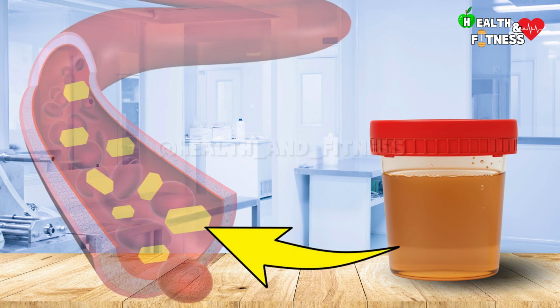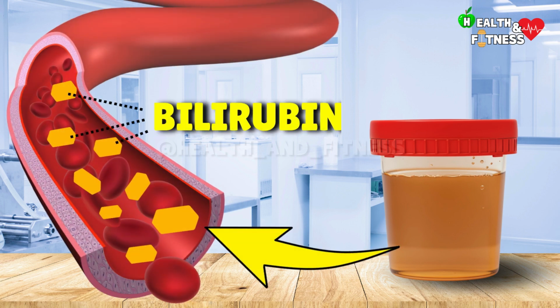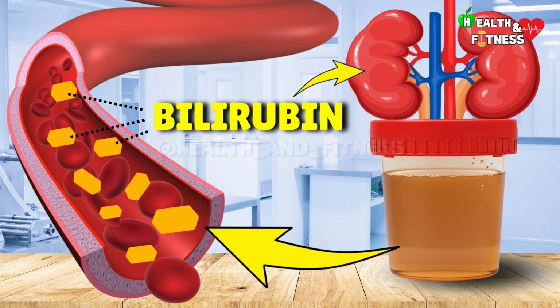This is due to an excessive accumulation of bilirubin in the blood, where a part is inevitably filtered by the kidneys and eliminated through the urine, consequently giving it a dark color.